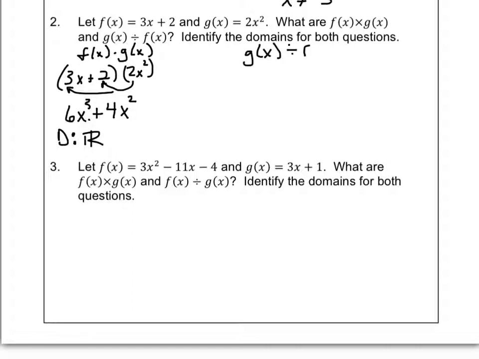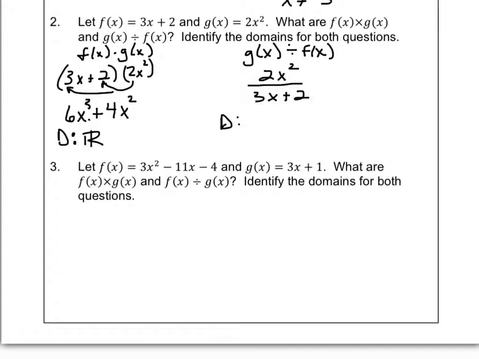Okay? Now, I want to take g of x divided by f of x. So g of x is 2x squared. I'm going to divide that by f of x, which is 3x plus 2. Now, as you look at this, I can't factor the top, and I can't factor the bottom. So essentially, I'm done here. There's no simplifying to take care of. But I do need to do my domain.